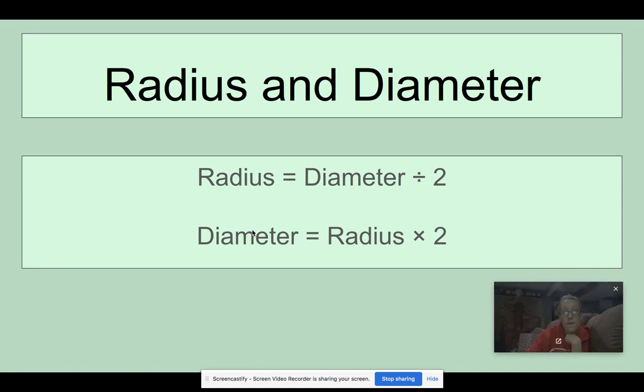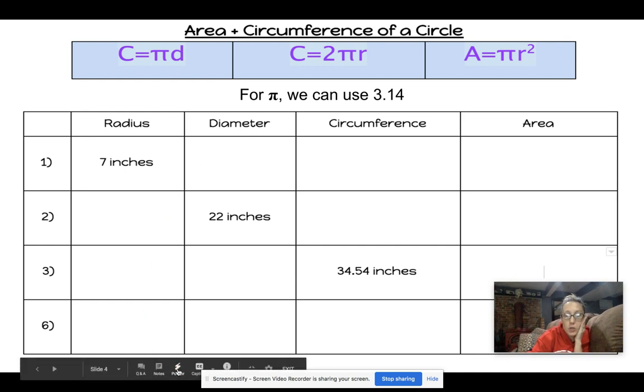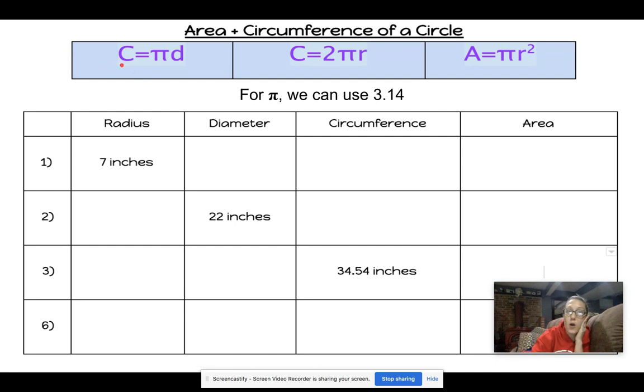Taking a look at what you are going to be working on today, you're going to have something that looks like this. You are going to be using the 3 formulas we have up top. The first one is if we're figuring out the circumference, that is the outer edge of the circle. In order to find out what that distance is, we use pi times the diameter.